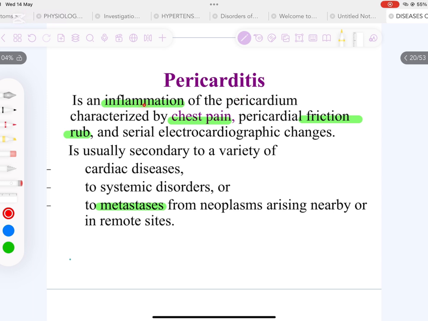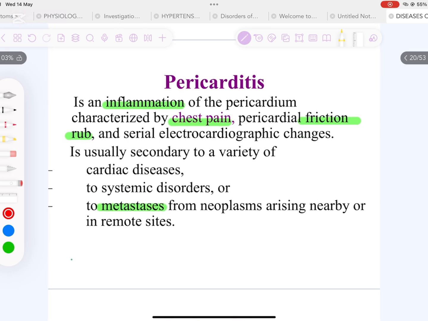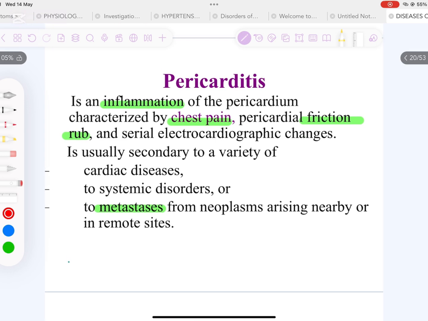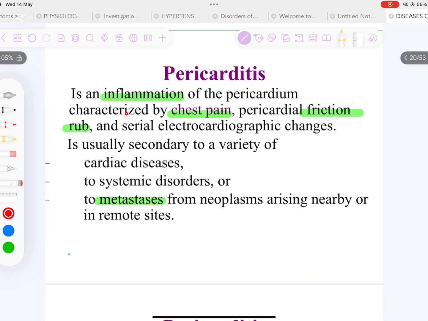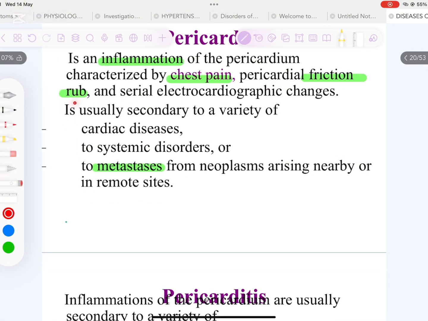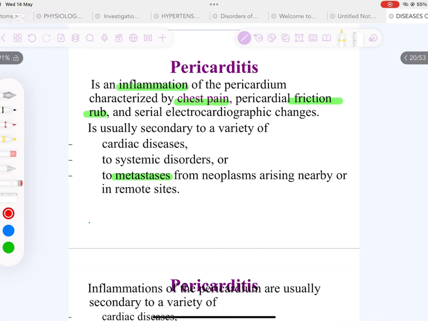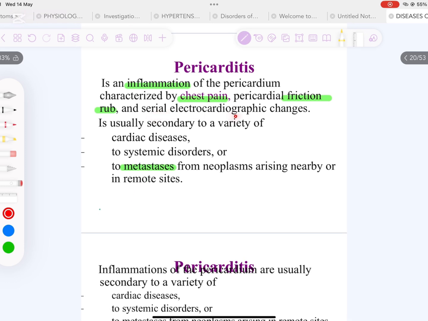So itis, inflammation. And of course, once you hear inflammation, the 4 cardinal signs of inflammation are what? Pain, redness, swelling, loss of function, and heat. So pain, of course, is the main characteristic of pericarditis. Pericardial friction rub is very diagnostic of pericarditis. And then serial electrocardiographic changes are another thing that helps make sure it is pericarditis.